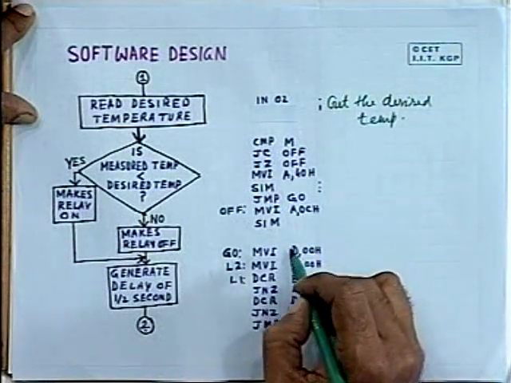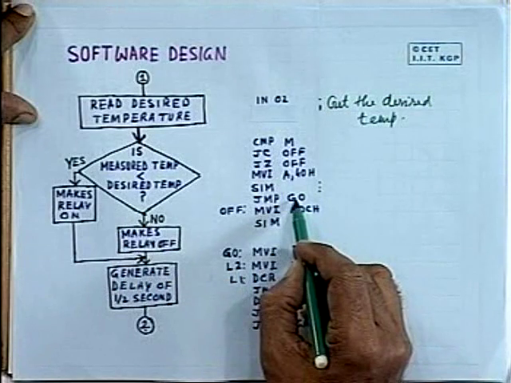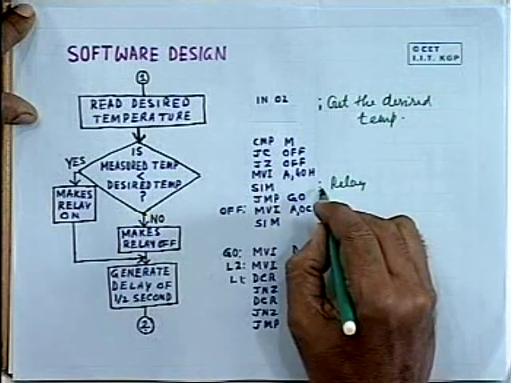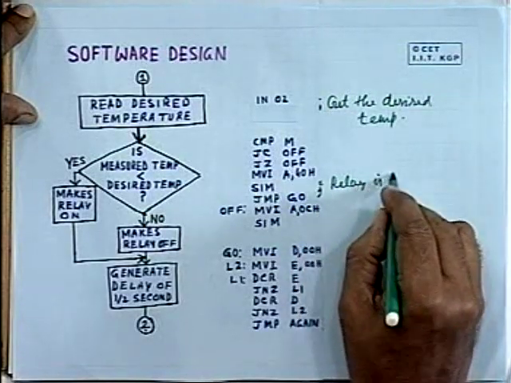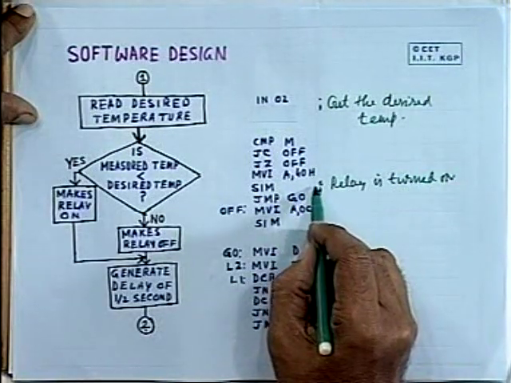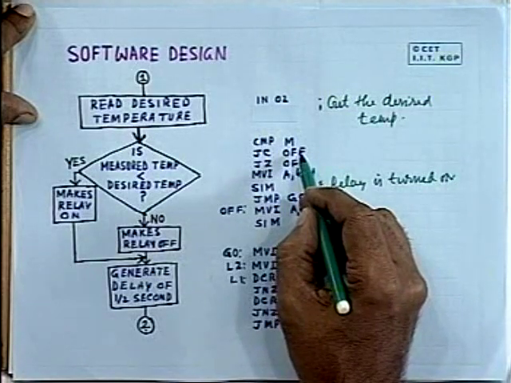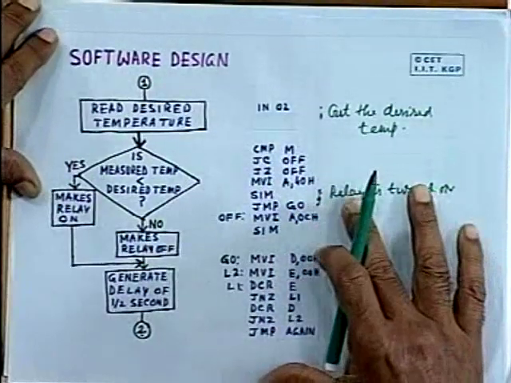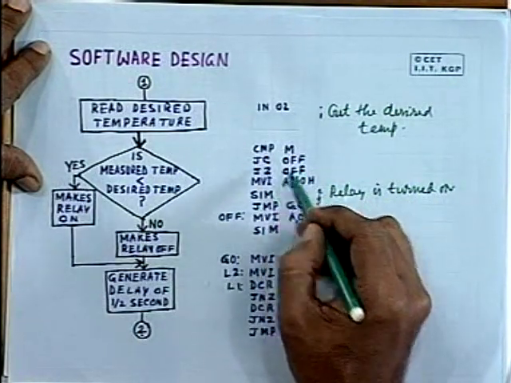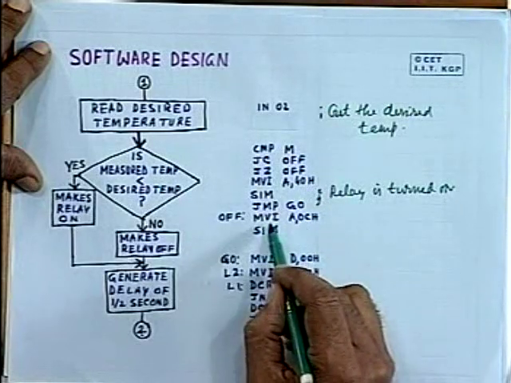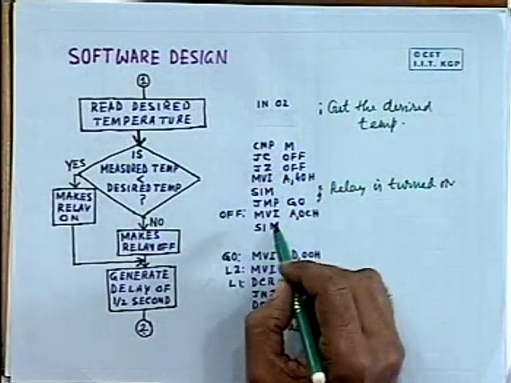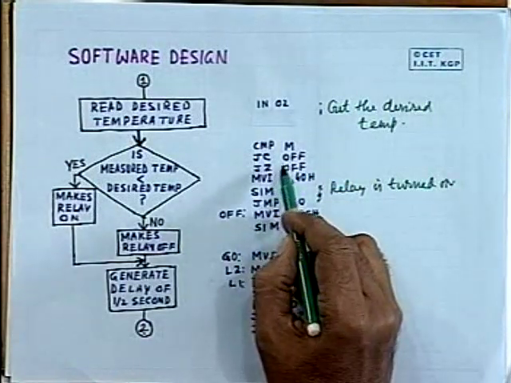And you can see here, the relay is turned on by using the SIM instruction when the temperature is less than the measured temperature. If it is less than the measured temperature, the relay is turned on, and whenever it is the same or equal, then you make the relay off. So you are going to off whenever the temperature is either less than or equal to.